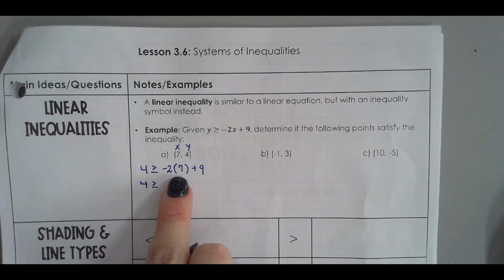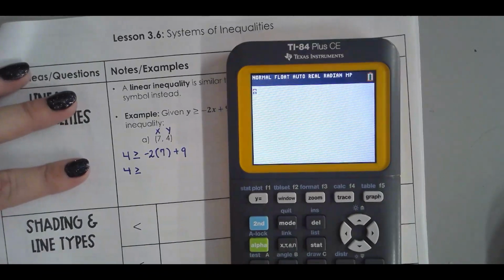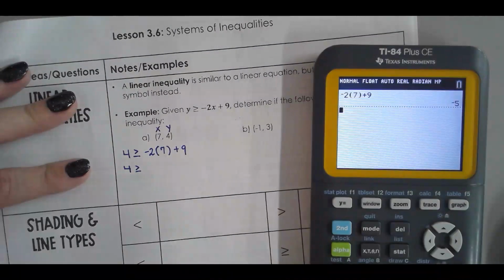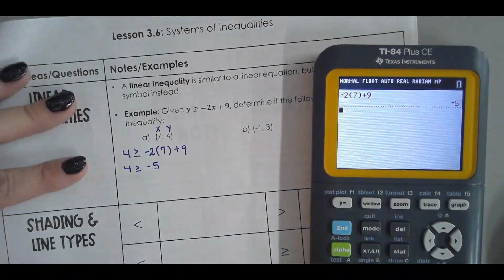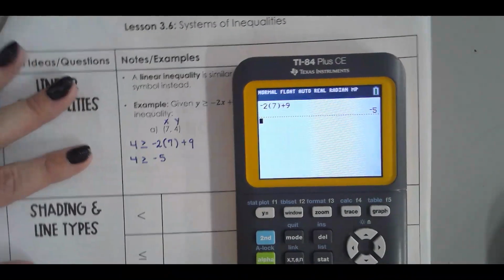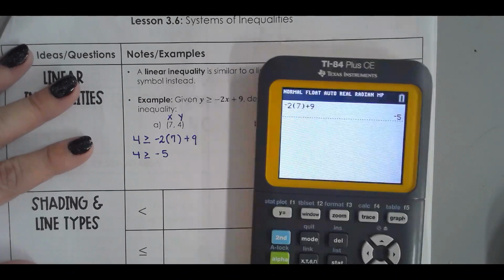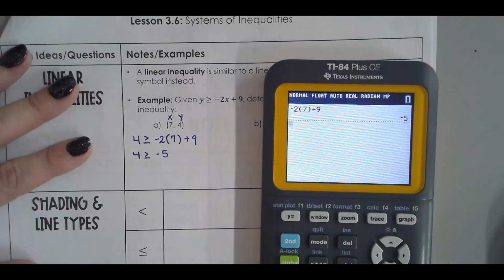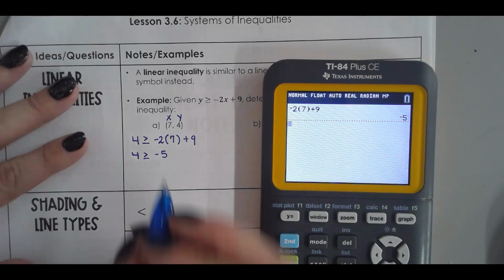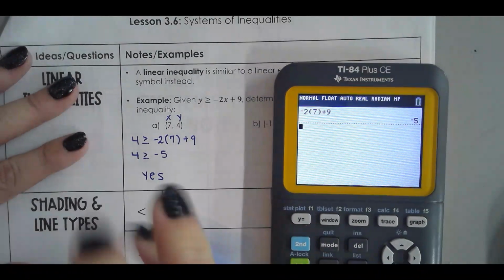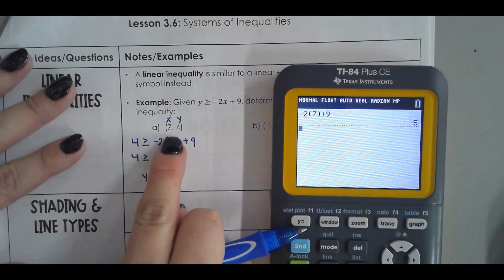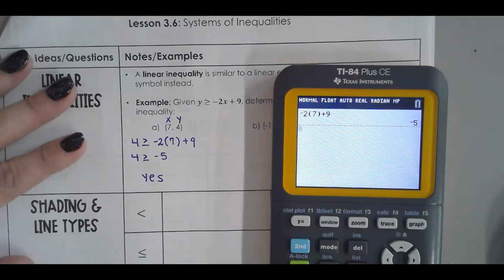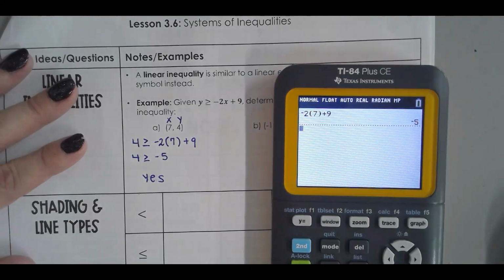You can type that in your calculator. And I get negative 5. Is 4 bigger than or equal to negative 5? It's bigger than. Yep, it is. So yes. What that means is that (7, 4) is a solution, because when I plugged in the x and the y, what I wrote down was true.